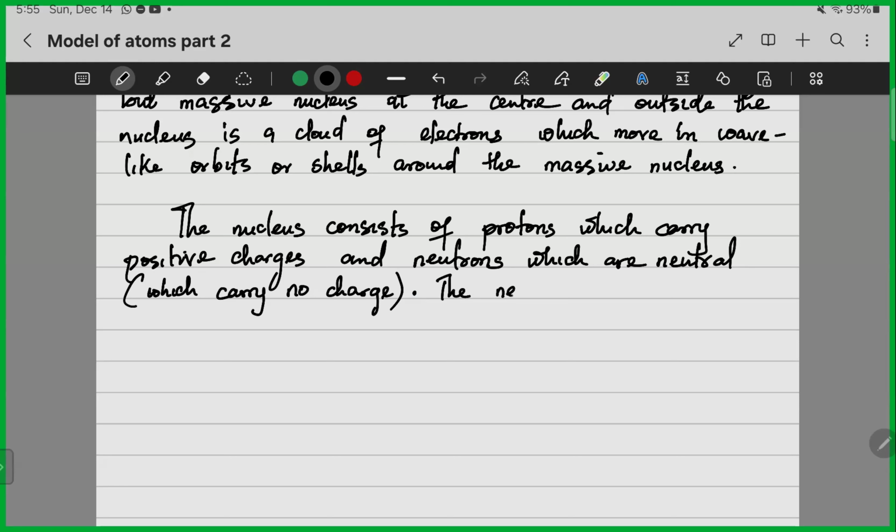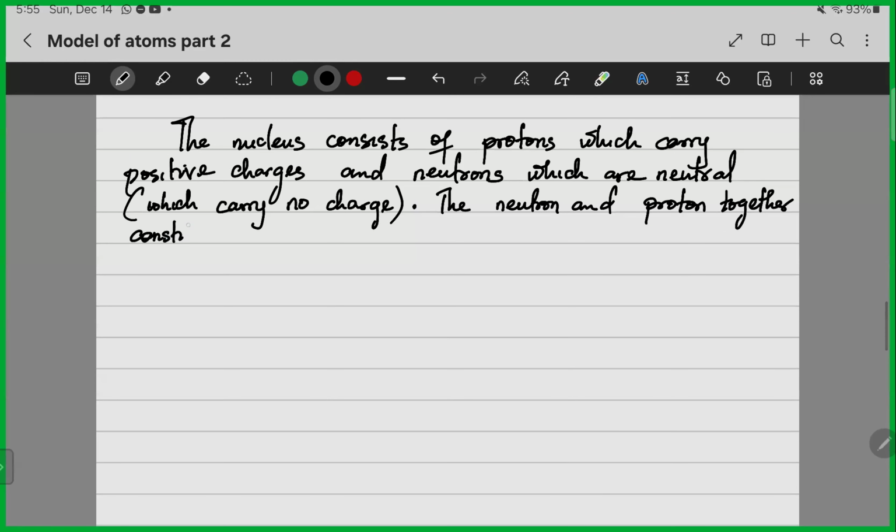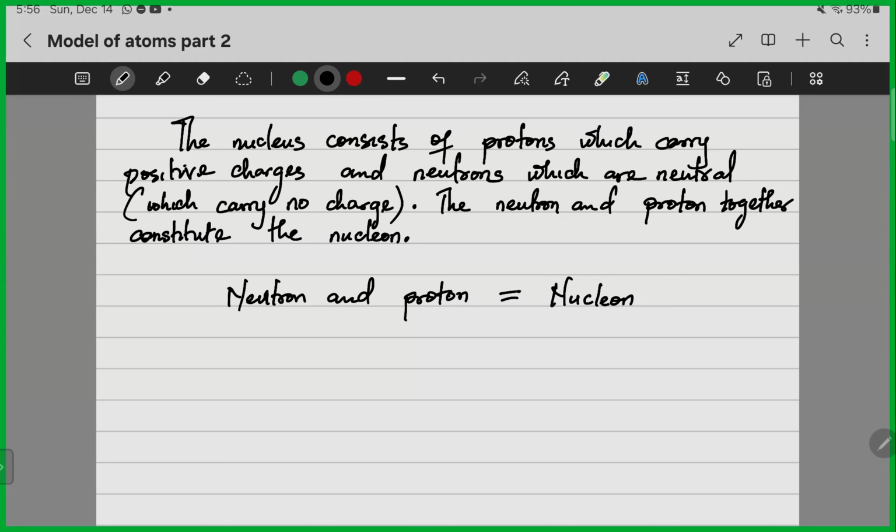The neutron and proton together constitute a nucleon. You see that? So neutron and proton, let me give you a formula: that combination, neutron plus proton, equals nucleon.